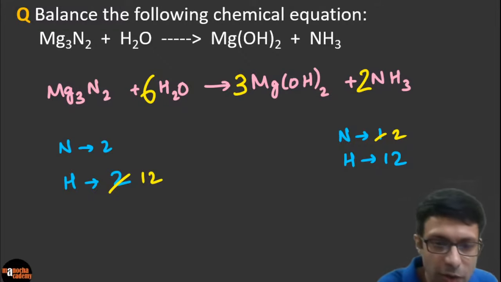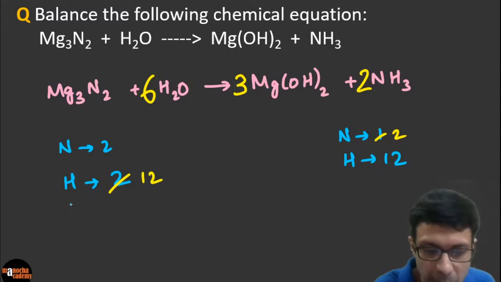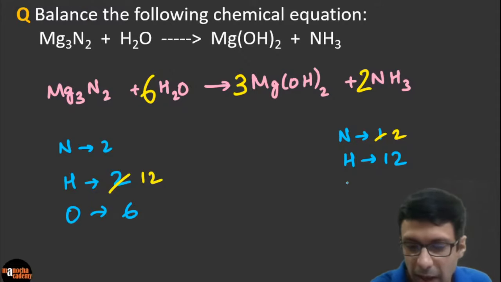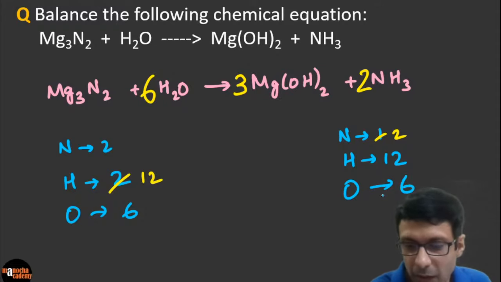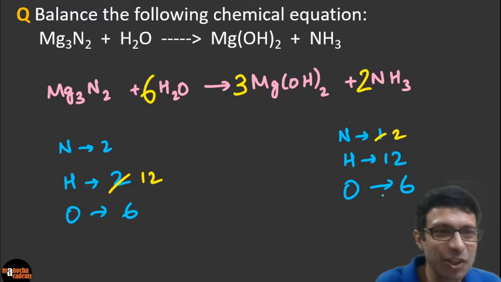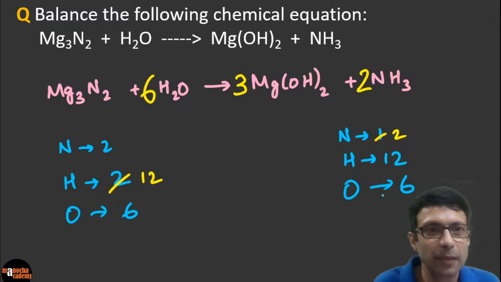And let's take a look at our oxygen, guys. So on the left, we have 6 times 1, so oxygen is 6. And on the right side, how much do we have? Let's see. OH whole 2, so there's 2 oxygen in this bracket, this part. So 2 times 3, 6. Awesome. See, oxygen is also balanced. Did you see, guys? So we just use the simple hit and trial technique, right?